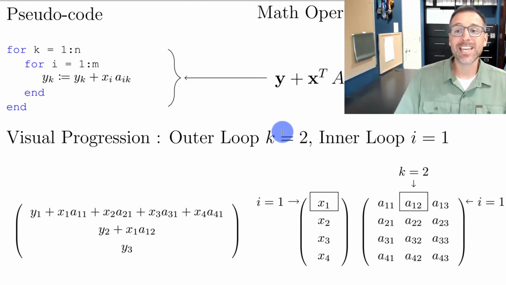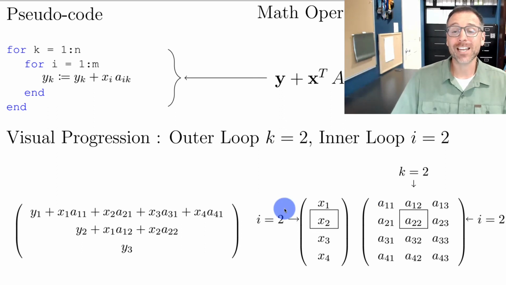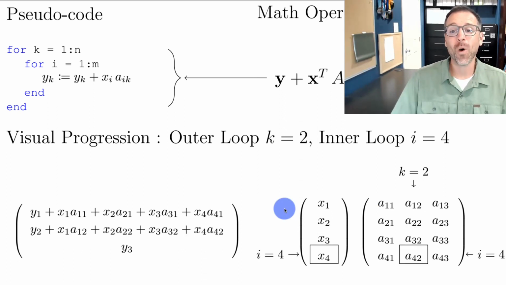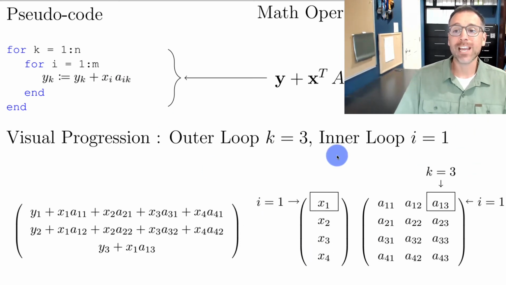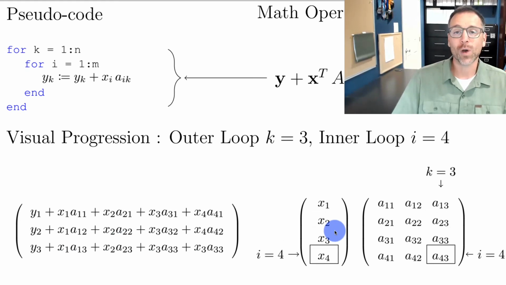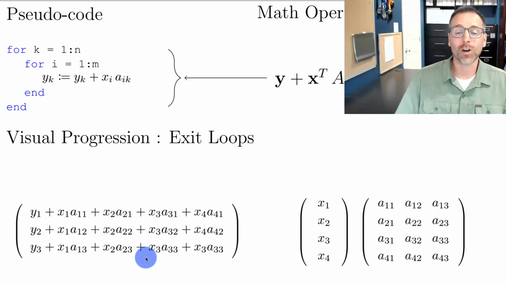Now we increment the outer loop index and we repeat the process. x1 times a12 plus x2 times a22 plus x3 times a32. And then we go all the way down to the last one, which is the maximum value of the inner loop index. In other words, it's the m. Once we do that, we increment our outer loop index and we do the same process again, this time with the third column, x dot with column 3, update and store this in entry 3. So we move down those individual entries in the rows, and eventually when we're done with our loops, we exit, and now y stores our desired vector that we wanted to calculate, which was y plus x transpose times A. We kick out of the loops and we're there.